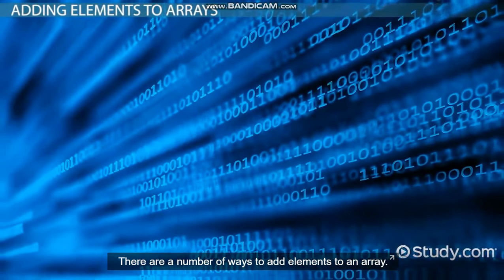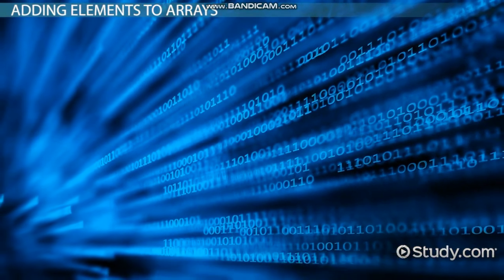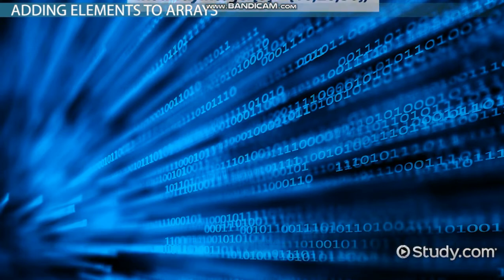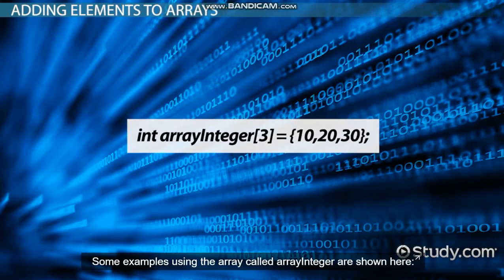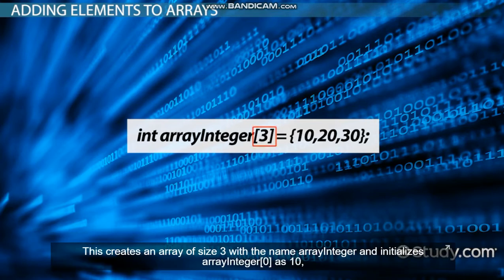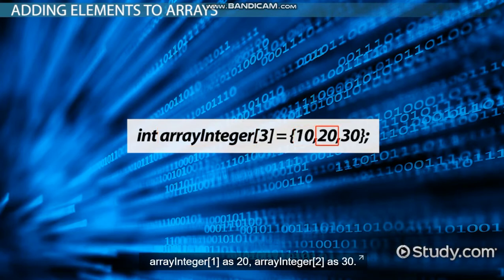There are a number of ways to add elements to an array. This could be done by initializing one element at a time, or doing it all together in a single statement. Some examples using the array called array_integer are shown here. This creates an array of size 3 with the name array_integer and initializes array_integer 0 as 10, array_integer 1 as 20, array_integer 2 as 30.